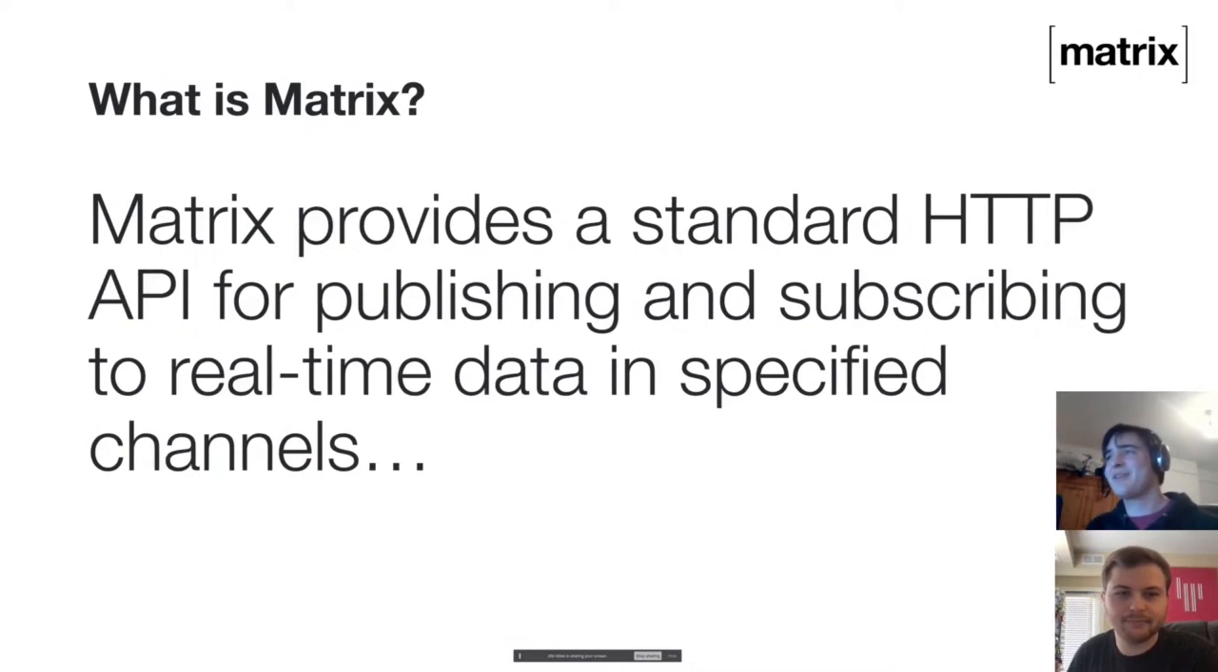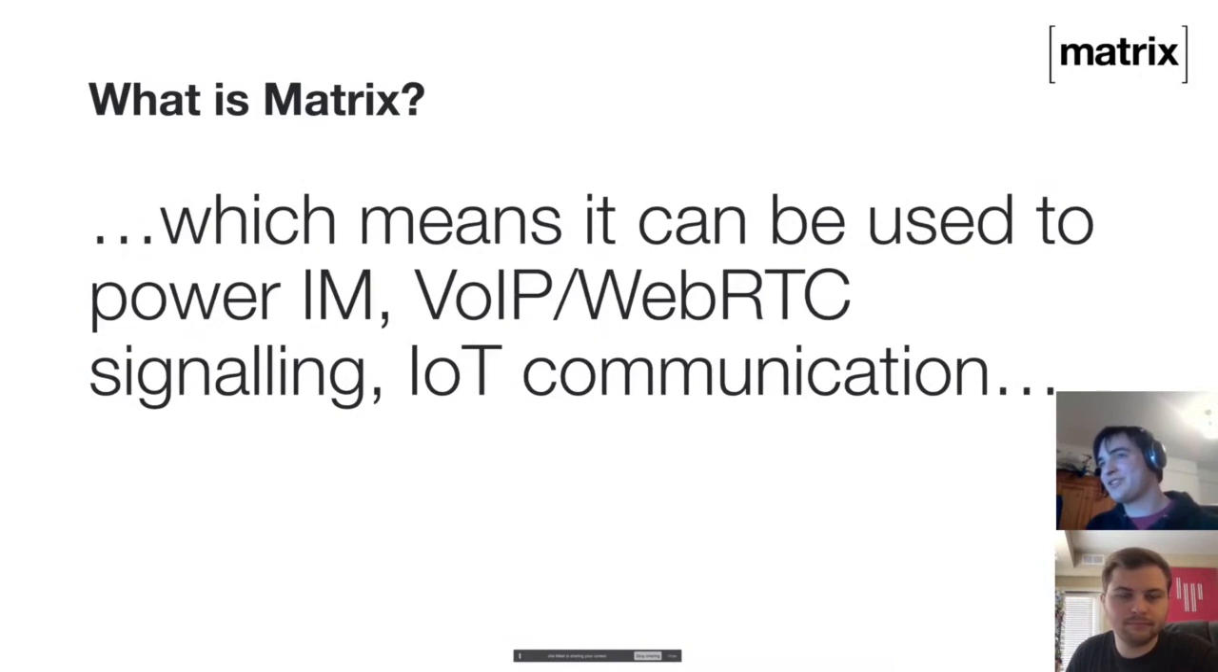It provides a standard HTTP API for publishing and subscribing to real-time data in channels, basically. So it means you have a set of rooms and they are your channels, and you send bits of JSON into those rooms using HTTP. And then for using this, you can do IM, but then also VoIP, WebRTC signaling, IoT communication. But even more cool things like presentation software. You might see my talk last year where I gave a presentation on top of Matrix, where you followed the actual presentation itself. It was running on Matrix, and people could follow along using Matrix events to keep everybody in sync. So there's a lot of power behind this protocol.